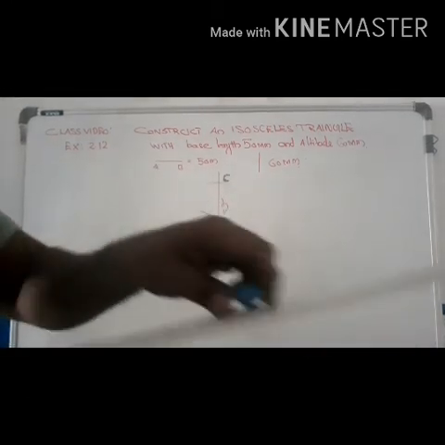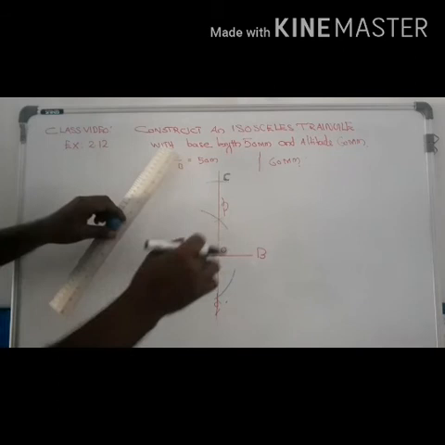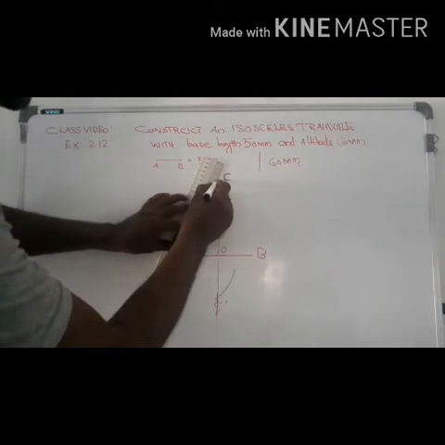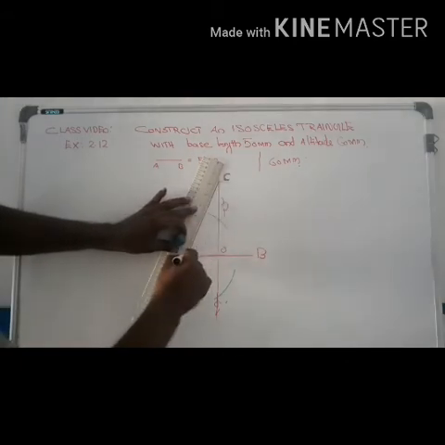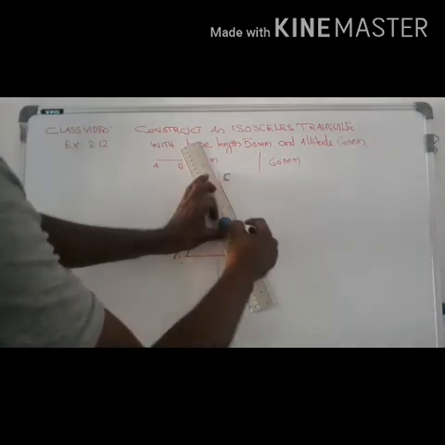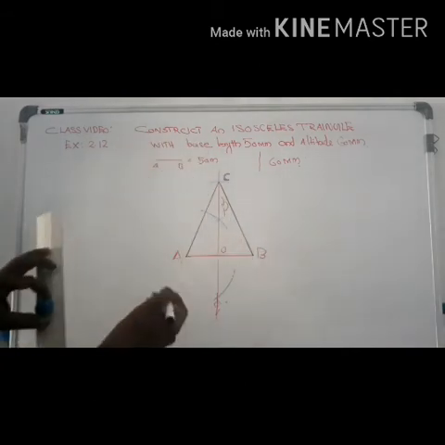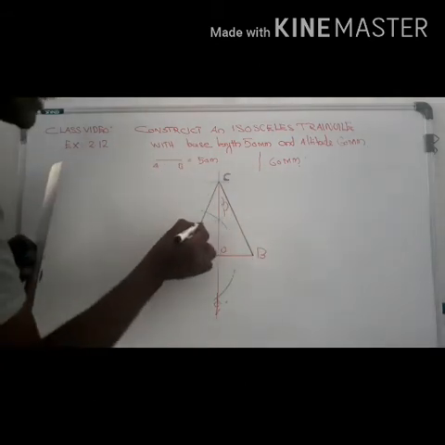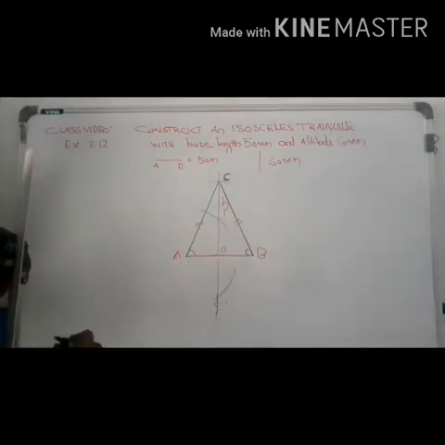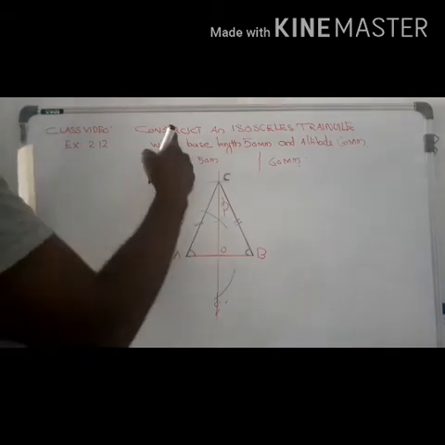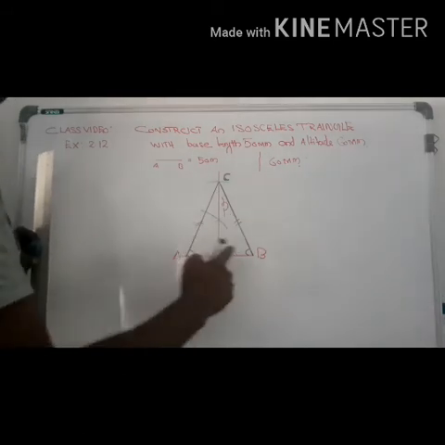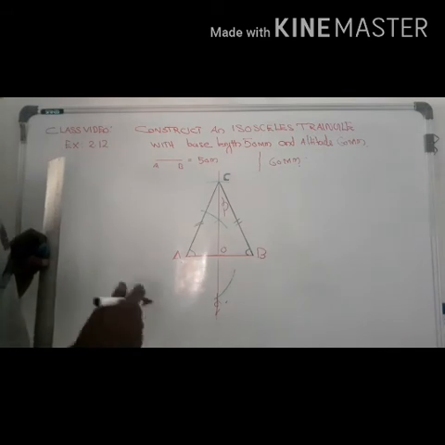Now join C to A and C to B using inclined lines. Now we have completed our isosceles triangle. That means these two sides are equal and these two angles are also equal. What do you mean by an isosceles triangle? A triangle whose two sides and two angles are equal is called an isosceles triangle.